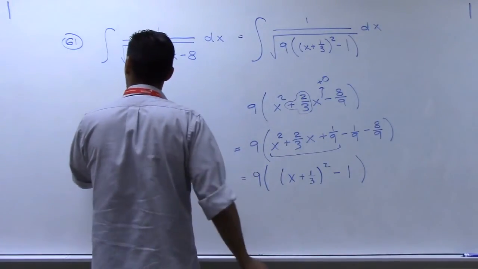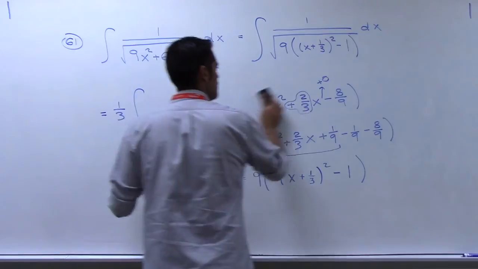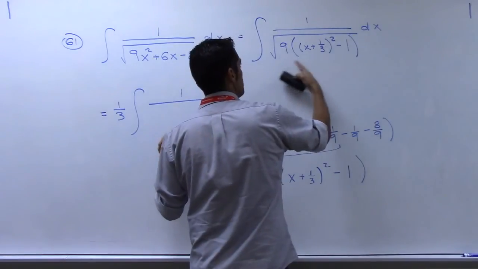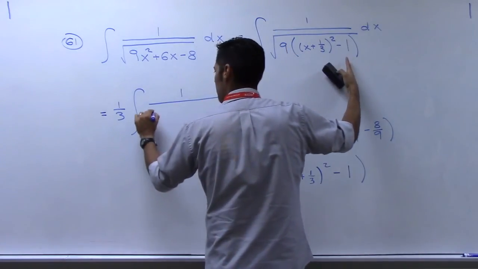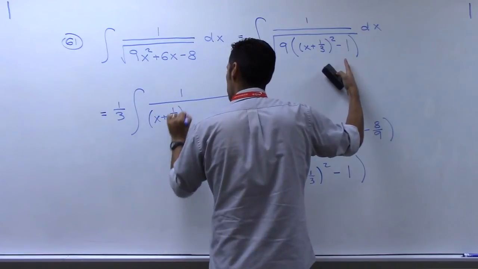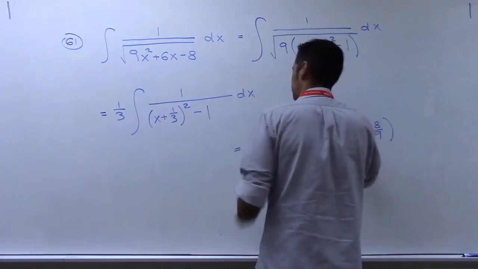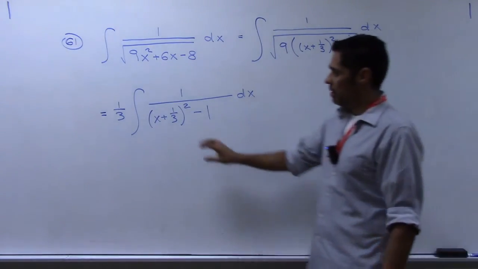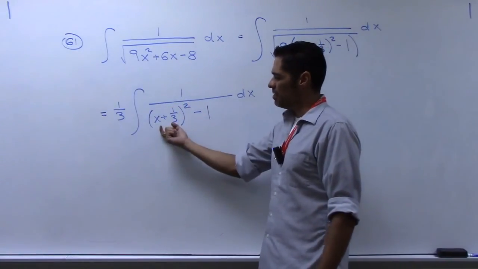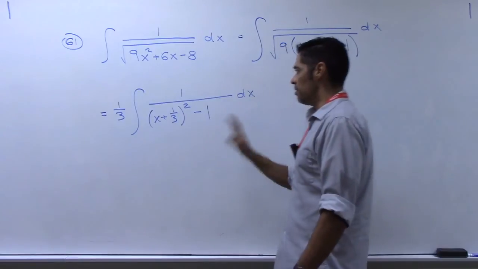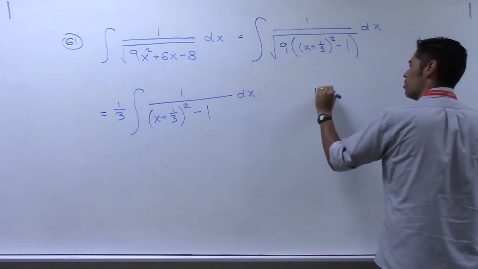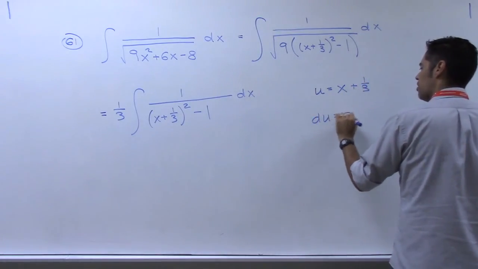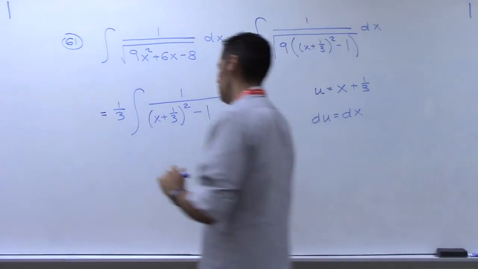So I have 1/3 integral, and then 1 over just what's underneath the square root. That 9's gone. So it's the x plus 1/3 squared minus 1 dx. And this looks a lot like our formulas. We have like x squared minus a squared, except this is not just x, it's x plus 1/3. So now what I'll do is I'll make a basic substitution that u is x plus 1/3. And that means that du is just dx. And then I'll rewrite the problem.